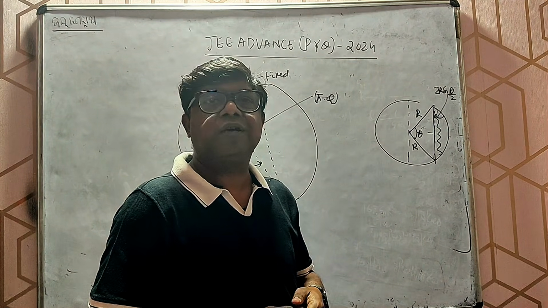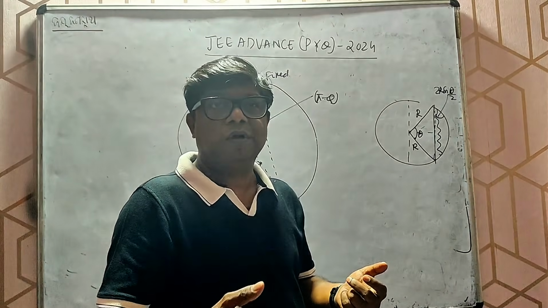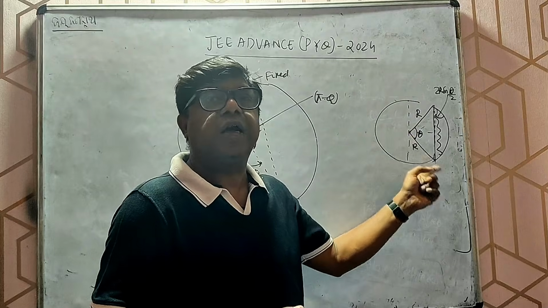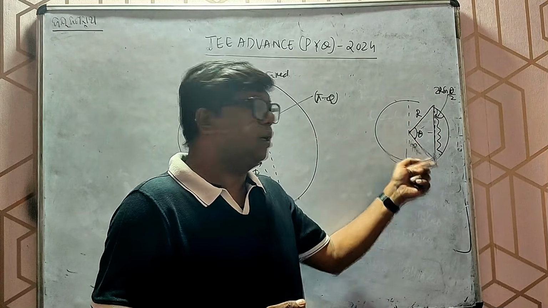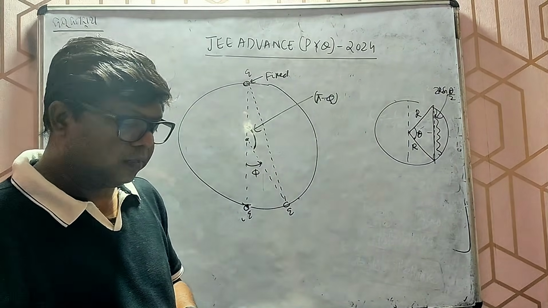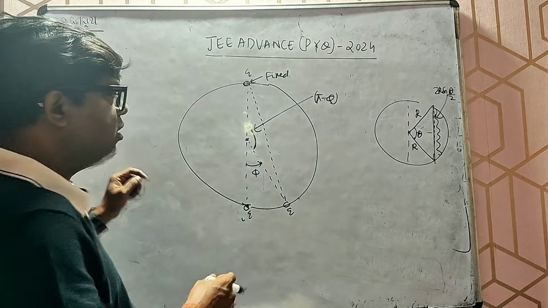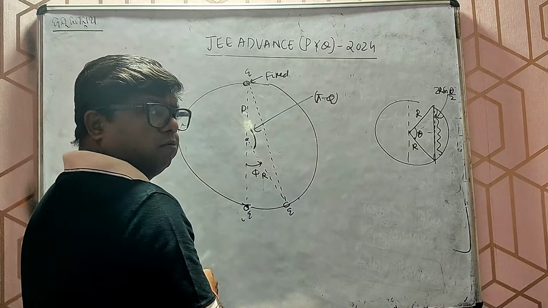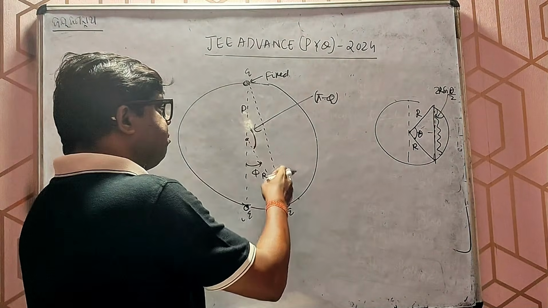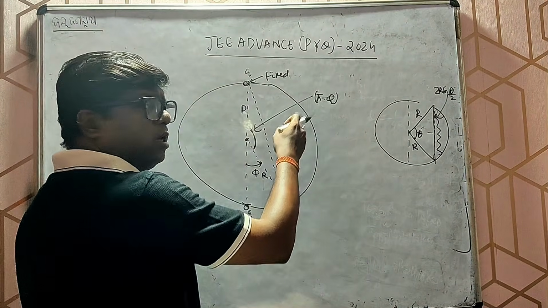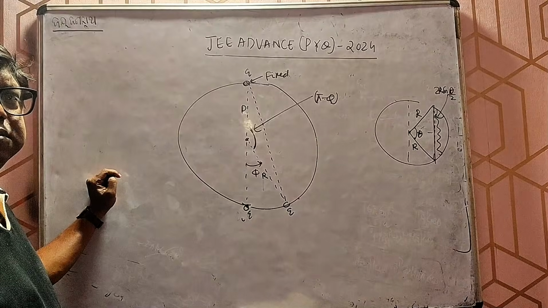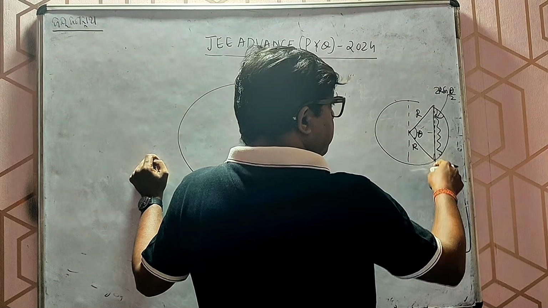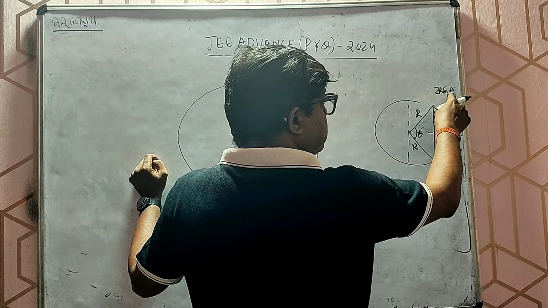How to find the length of a chord in terms of the radius and the angle between the two radii. Here, this is radius r and this is radius r. The angle between the two radii is pi minus phi. If the angle between the radii r is theta, then the length of a chord is 2r sin theta by 2.